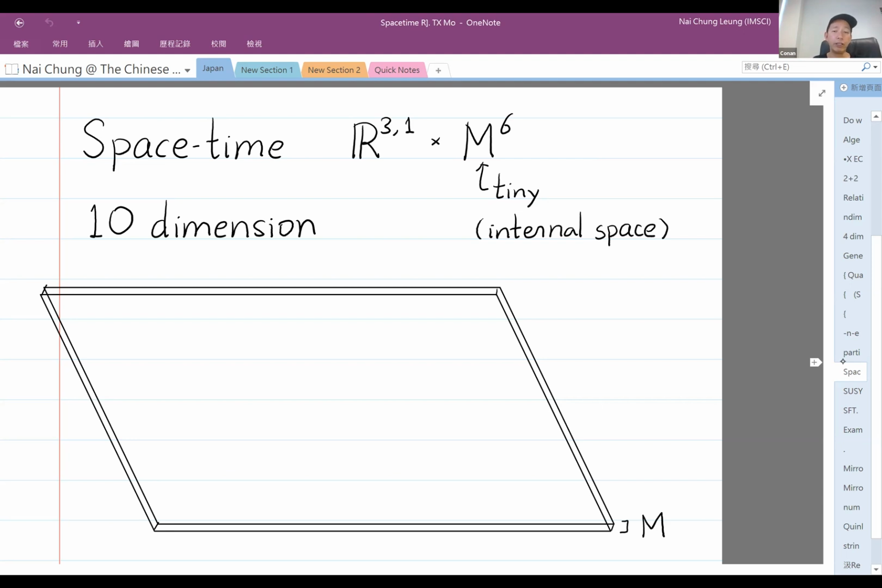So this is a picture: if you look at a paper, it looks like a 2-dimensional paper, but in fact there's a very tiny thickness, so the paper is itself 3-dimensional. This is the way that I'm drawing it. Now, instead of a thickening, this thickening is a 6-dimensional space. So our space-time is 3 dimensions plus 1, and a tiny internal space is 6 dimensions. So why do we care?